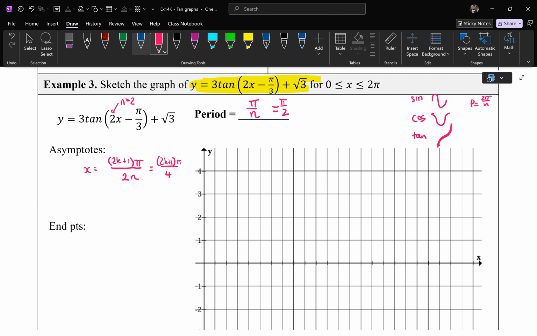And I told you the easiest one is just make k equals 0. Get your first one. So here we go. If k was equal to 0, the very first asymptote, then the equation for your asymptote is x equals 2 times 0, which is 0, plus 1 is just 1. 1 times pi becomes pi on 4. I now have my first asymptote.